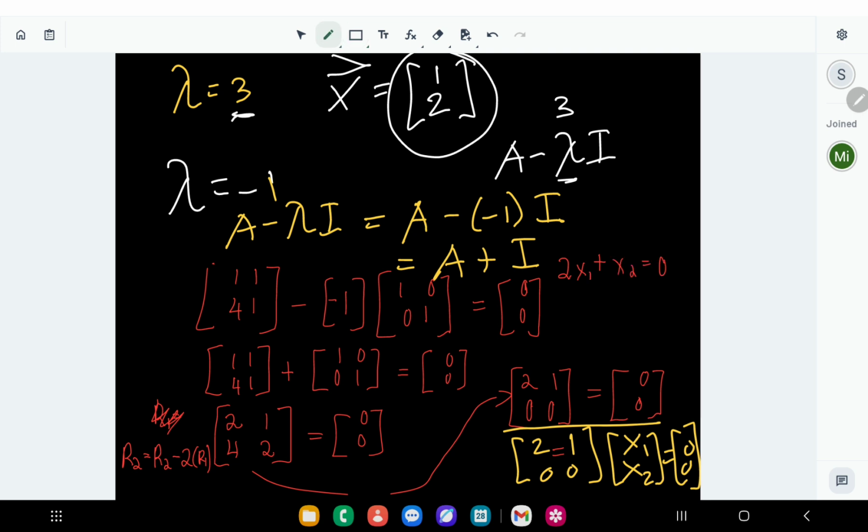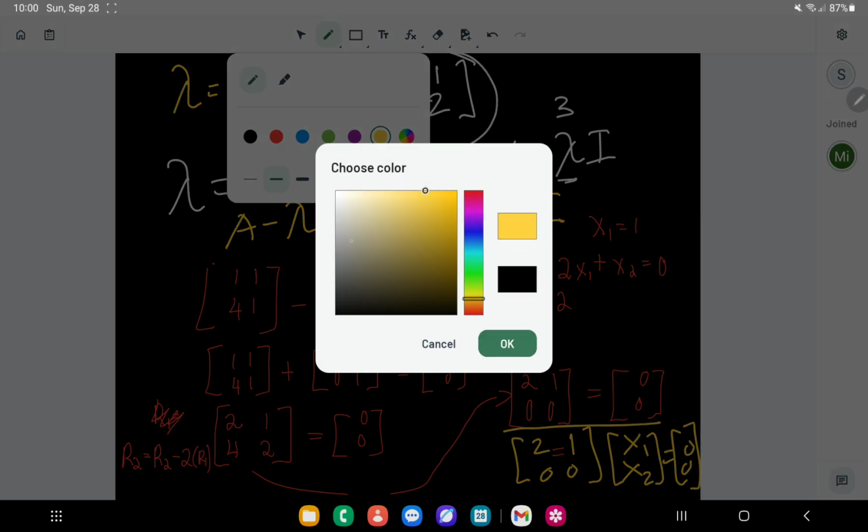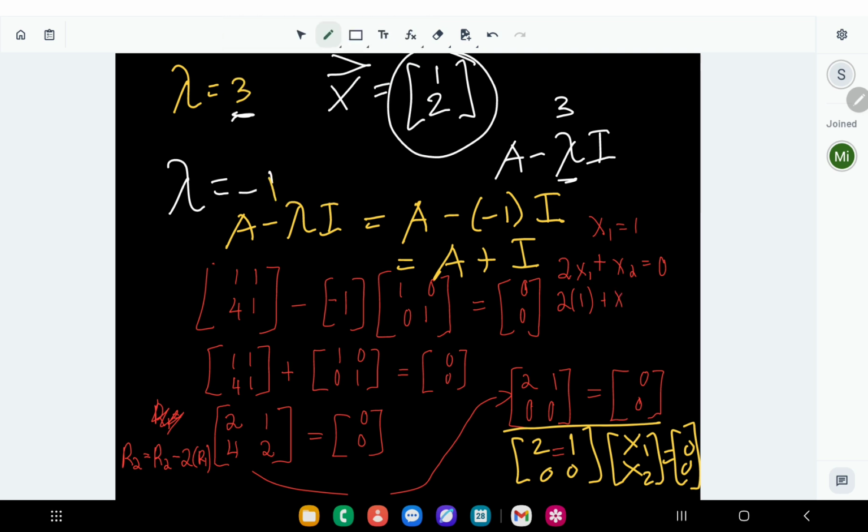So that is 2 times x sub 1 plus x sub 2 equals 0. So x sub 2 is equal to negative 2. Okay, that's correct. And then x sub 1 is equal to 1. So you write your vector. Your eigenvector is 1, negative 2.